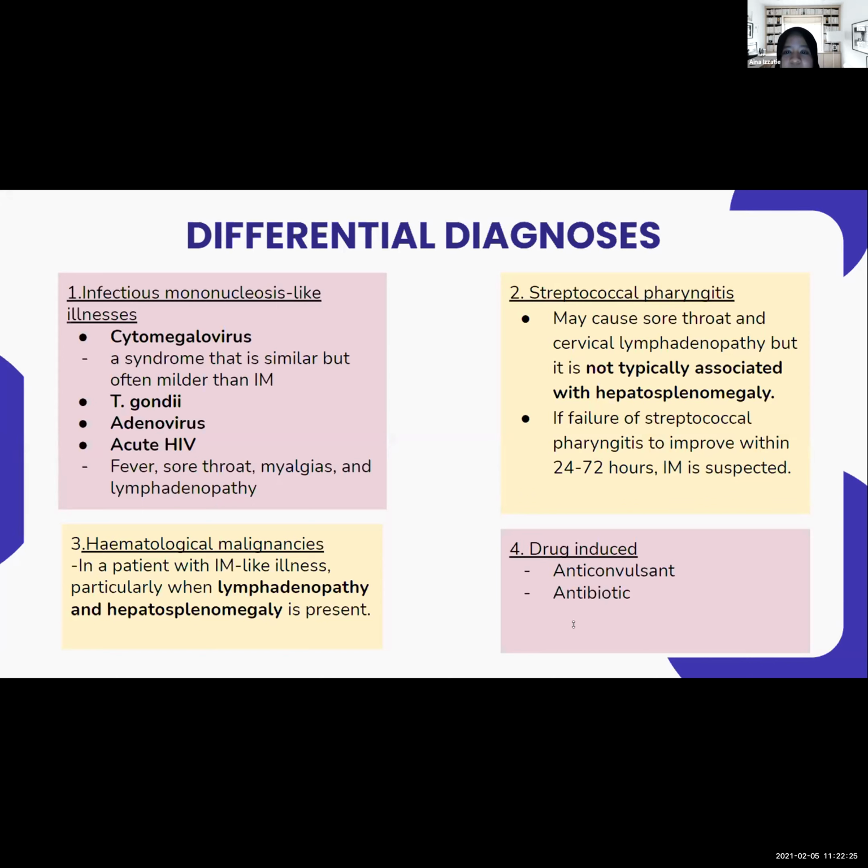The next one is streptococcal pharyngitis. It may cause sore throat and cervical lymphadenopathy, but it is not typically associated with hepatosplenomegaly. Like I said before, the fever in streptococcal infection only lasts for about 72 hours. So if it lasts longer, we need to suspect infectious mononucleosis.